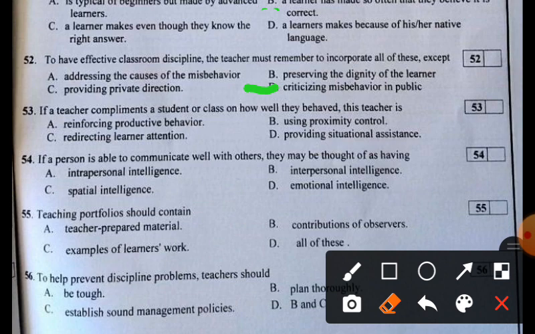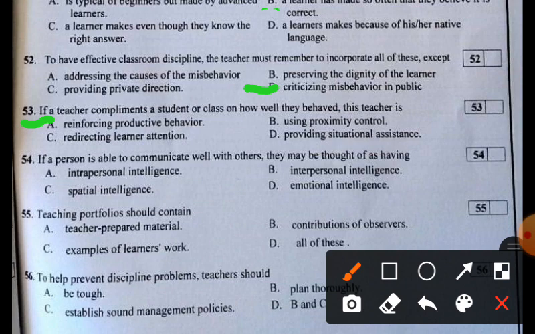If a teacher compliments a student or class on how well they behave, this teacher is A, reinforcing productive behavior. B, using proximity control. C, redirecting learners' attention. D, providing situational assistance. So here, this is called motivation. This question is also related to classroom management. Reinforcing productive behavior, A, is the right answer, because when they do something good in the classroom, the teacher should motivate them and compliment them.